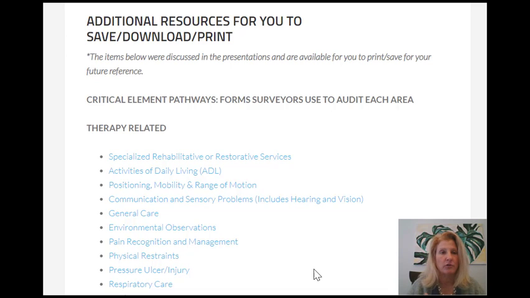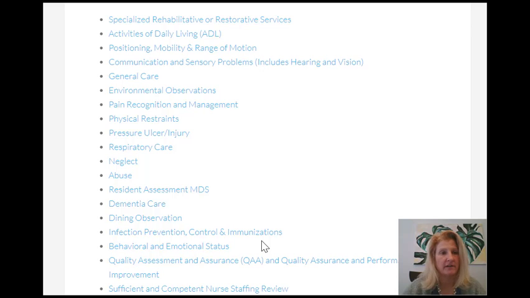So if you're looking at that ahead of time, it helps you so much with your documentation. Knowing what surveyors are looking for just kind of changes your perspective a little bit and makes you a better clinician. So as you can see here, you're going to get all of these, all that we just mentioned, including things like physical restraints. What is the survey team looking for with that in your documentation and with the resident themselves?